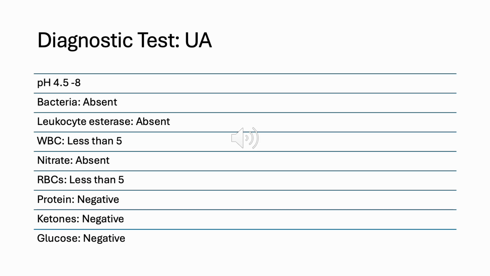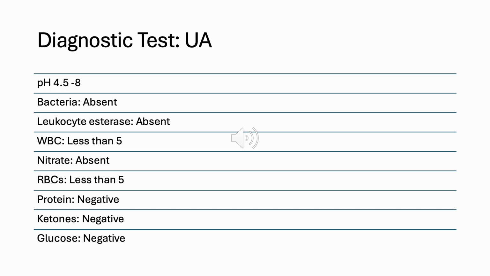I know you learned about urinalysis last semester, but we're going to just review it again. So a normal urinalysis has a pH of 4.5 to 8. If it's high, it could mean there's bacteria in the urine. You should not have bacteria in your urine. If you do, you probably have an infection. You should not have leukocyte esterase in your urine. Leukocyte esterase is secreted from white blood cells, and it lets us know that your patient does have a urinary tract infection if it is present.